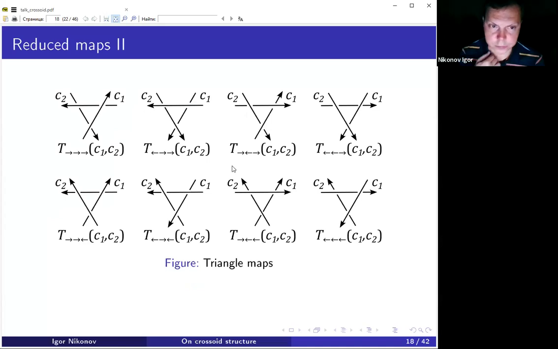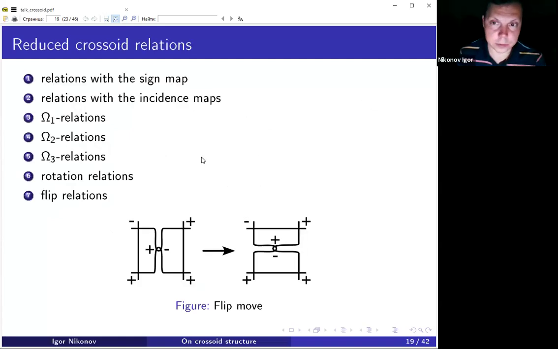So consider the following configurations, and in each configuration, the polygon map gives some map, which in this case will be the triangle map. So using these 4 plus 6 plus 8 maps, we can construct any polygon maps. And in the reduced crossoid relations, we should write down the relations between these maps, and the set of relations will have the following form: a relation with the sign, some incidence relations concerning the Reidemeister moves. Or what does it mean, reduced? Do you mean that something follows from something else?